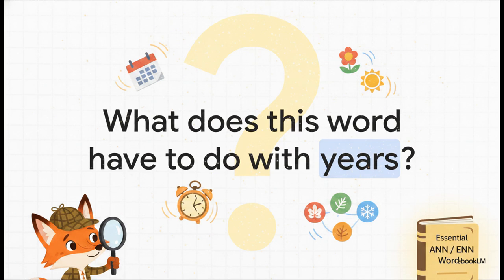Now, before we really get going, let's do a quick memory refresh. You might remember our golden rule from part 1 of this explainer series. The Latin roots ANN and ENN both mean year. Literally, that's it. That means every single word we decode today connects back to years, yearly events, or just long periods of time. So whenever you hear a word with these roots, I want you to ask yourself our golden question. What does this word have to do with years? Just keep that question locked right in your mind.